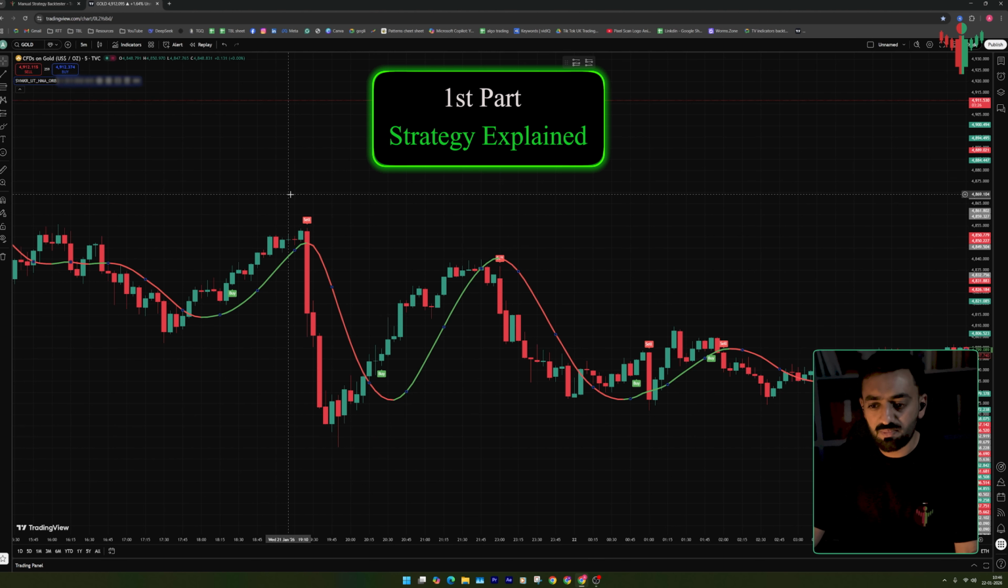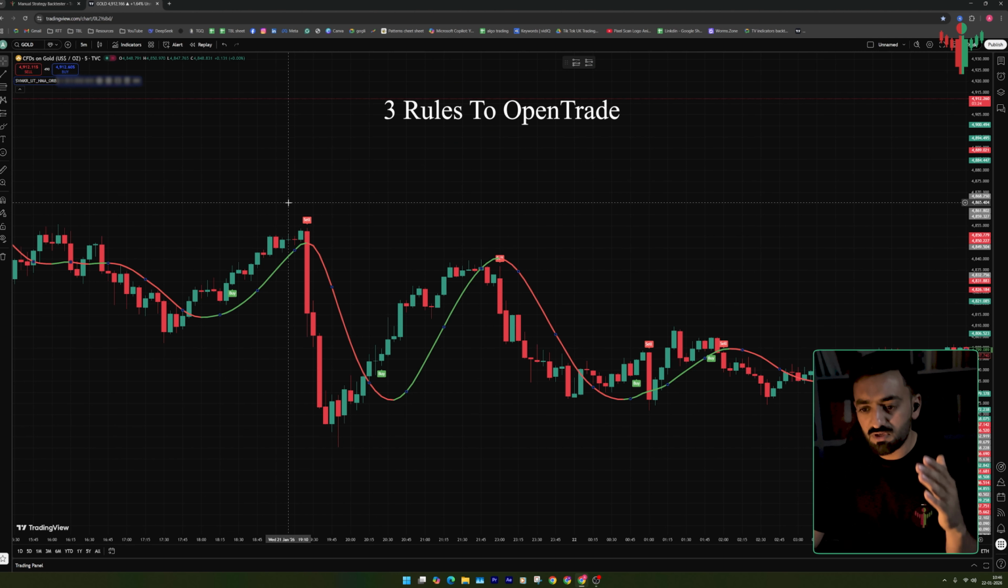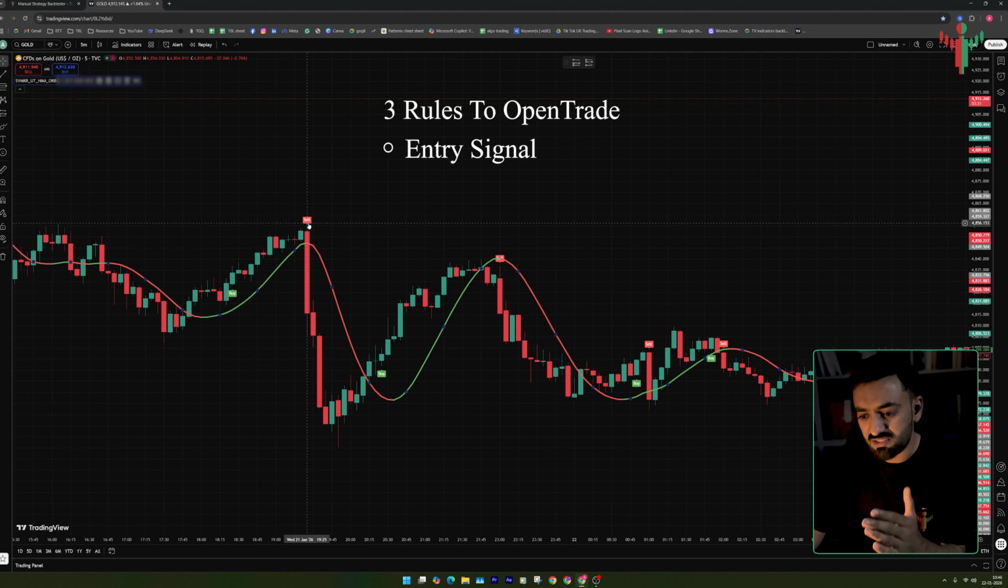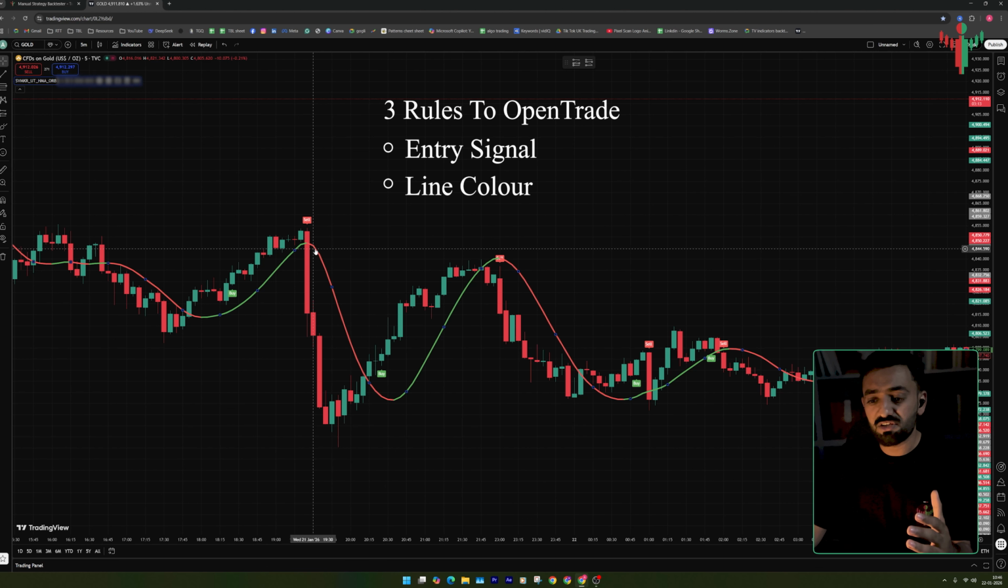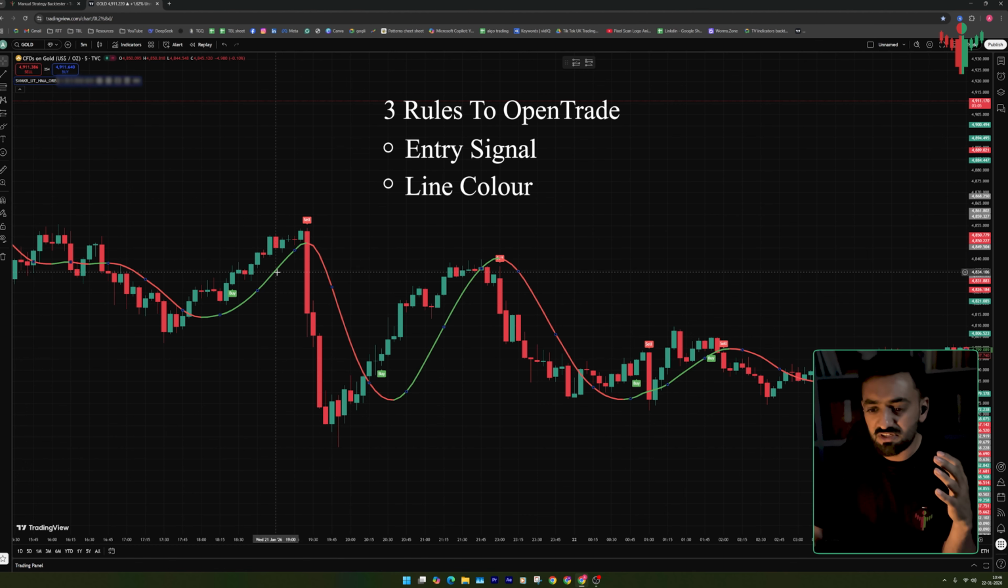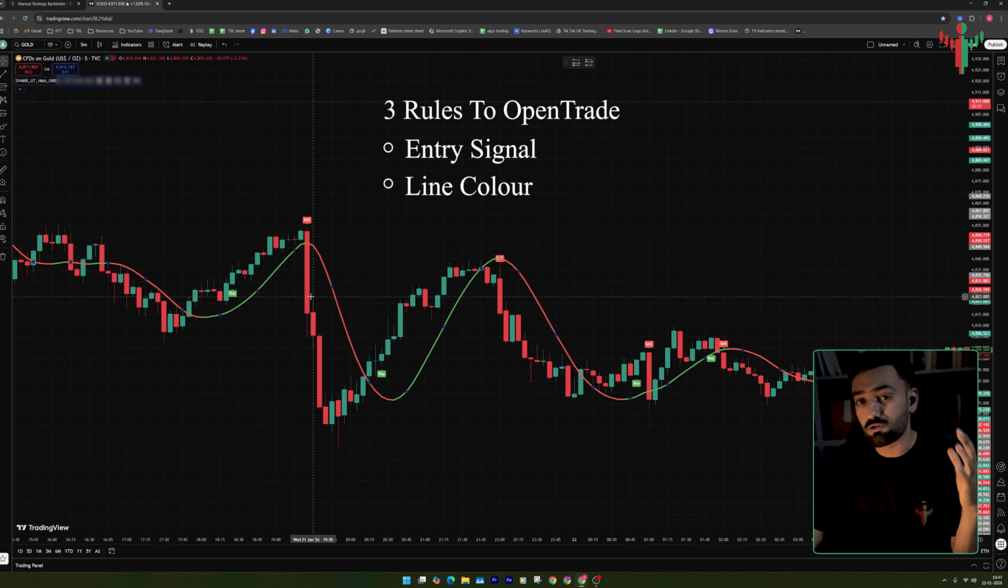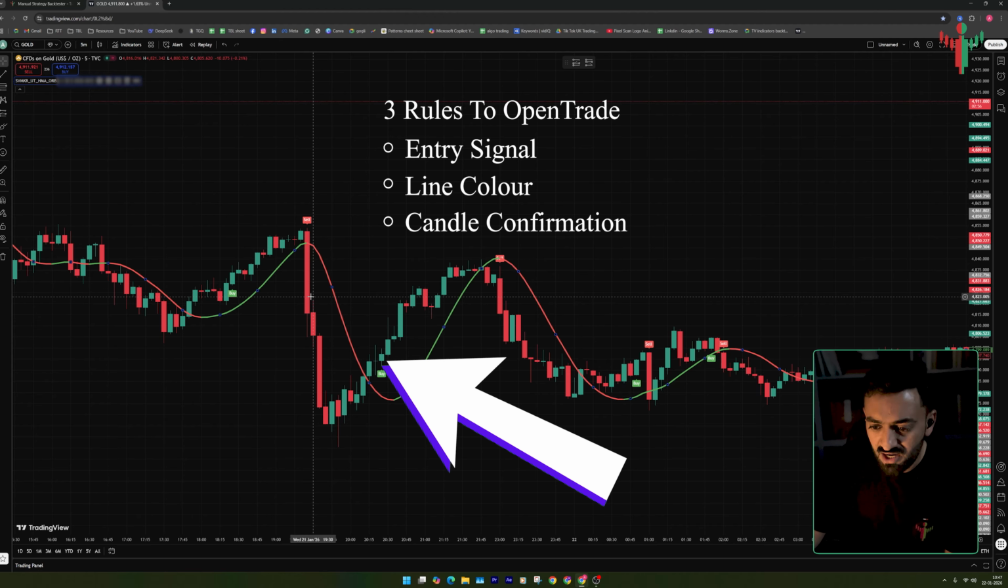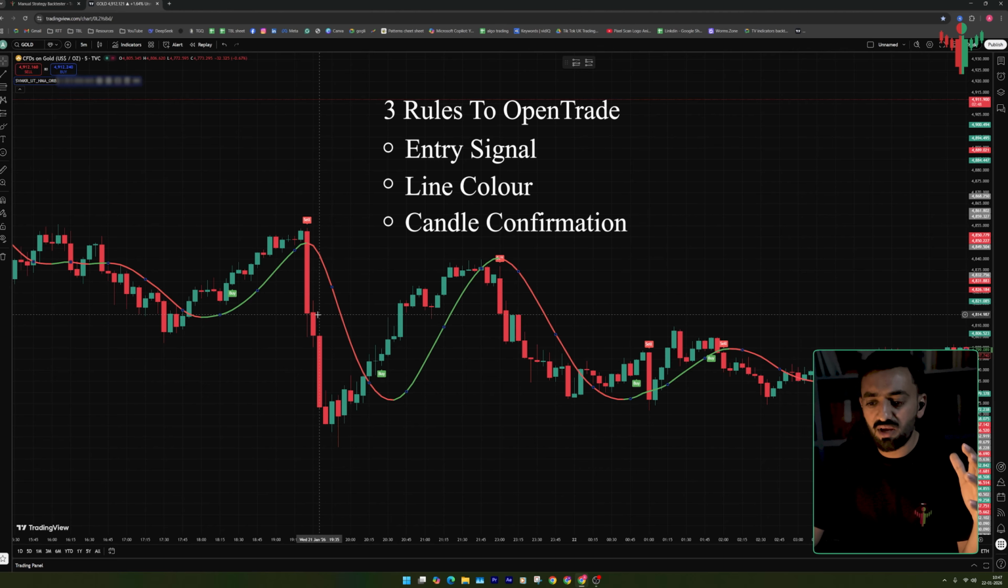So in this strategy, basically we have three rules. The first rule is we will be looking for this label, like a buy or sell label. Here is a sell label, here is a buy label. The second condition is the color of this line. If this line is red, we will open only a sell trade, and if it's a green line, we will open a buy trade. The third condition is, to open a buy trade, the last closed candle should be a bullish candle, and if we open a sell trade, the last closed candle should be a bearish candle.